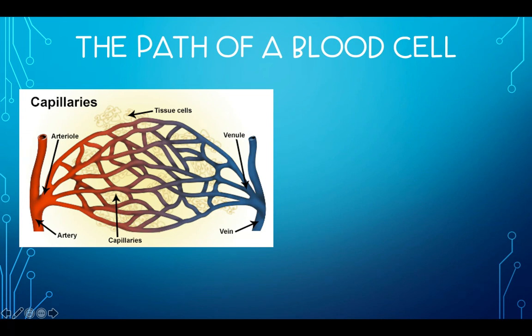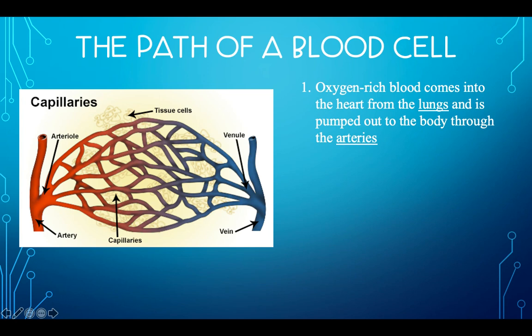Next, you have the path of a blood cell through capillaries. Capillaries are really, really tiny. So arteries, then arterioles, and then capillaries. And when the blood is coming in that's deoxygenated, it comes in through a vein to a venule and then to the capillaries. In this process, the oxygen-rich blood comes in from the lungs and is pumped out to the body through the artery. So here's your artery. Here, this is like tissue cells in your lungs where that blood is being reoxygenated, and the opposite happens when it's being delivered to body tissues.